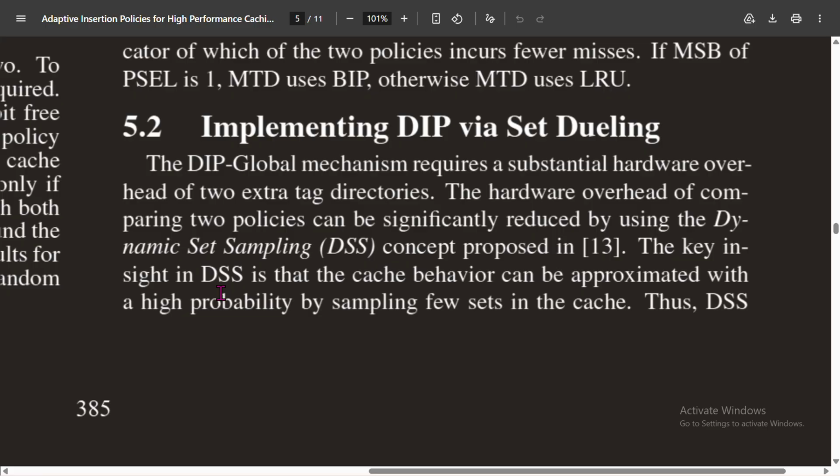Implementing DIP via set dueling. The DIP global mechanism requires a substantial hardware overhead of two extra tag directories. The hardware overhead of comparing two policies can be significantly reduced by using the dynamic set sampling concept proposed in one of the papers. The key insight in DSS is that the cache behavior can be approximated with a high probability by sampling a few sets in the cache.